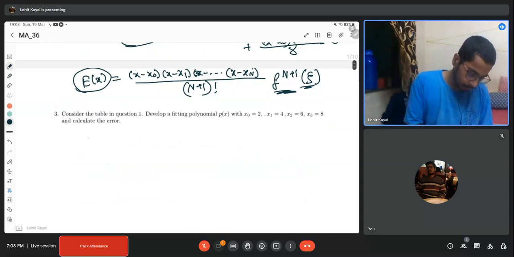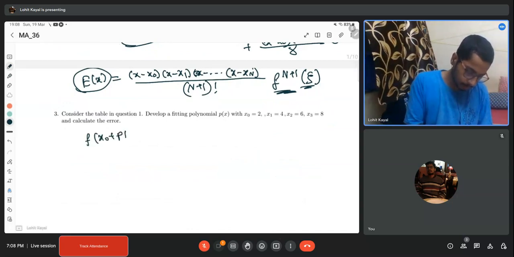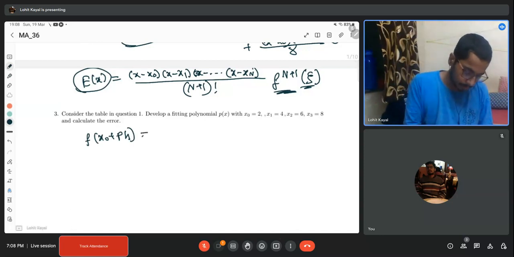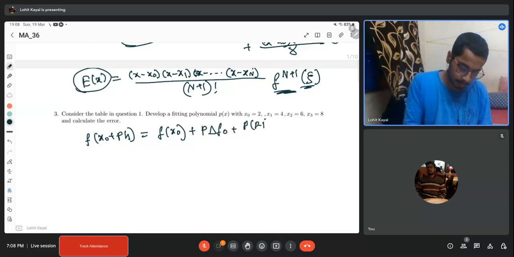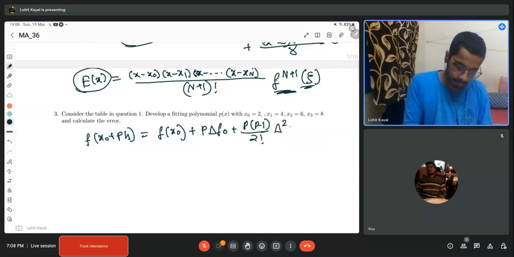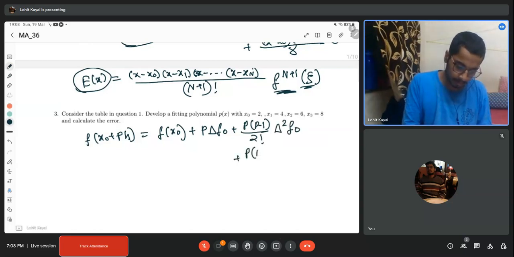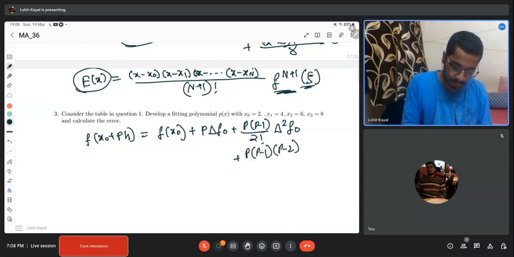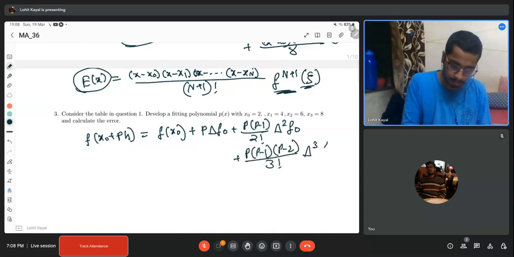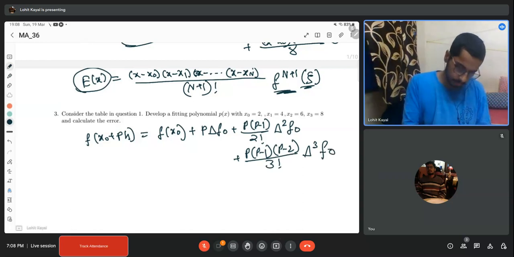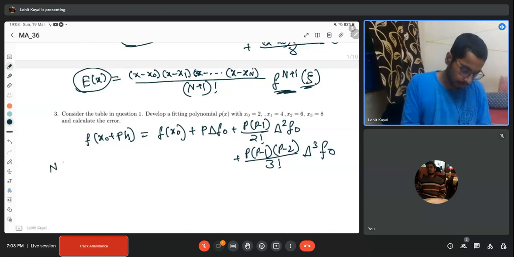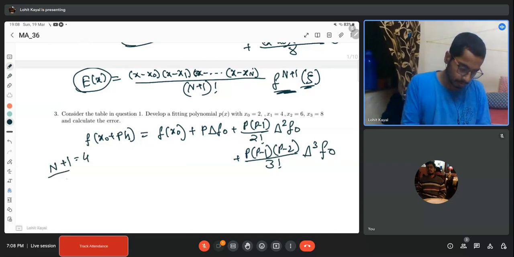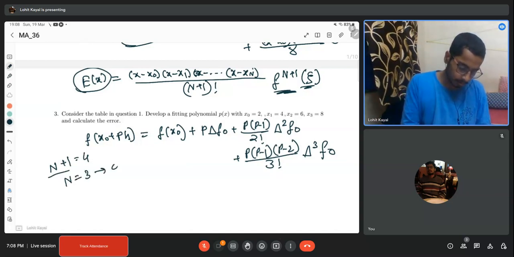So again, use the formula. Here I am using the alternate formula, that is f of x naught plus p into delta f naught, plus p into p minus 1 by factorial 2 delta square f naught, plus p into p minus 1 into p minus 2 by factorial 3 delta cube f naught. So there are 4 data points, so n plus 1 equal to 4. So n equal to 3, that is the order of polynomial.